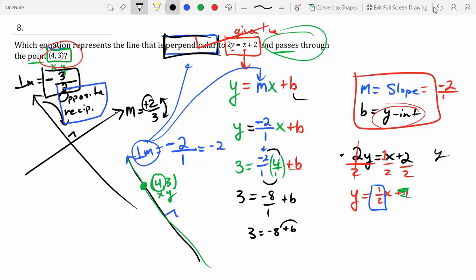All right, I want to isolate my variable, solve for b, so I do the opposite. I've got to get rid of that -8. And if I do to one side, I've got to do to the other. 3 plus 8 is 11. Okay, so b equals 11.